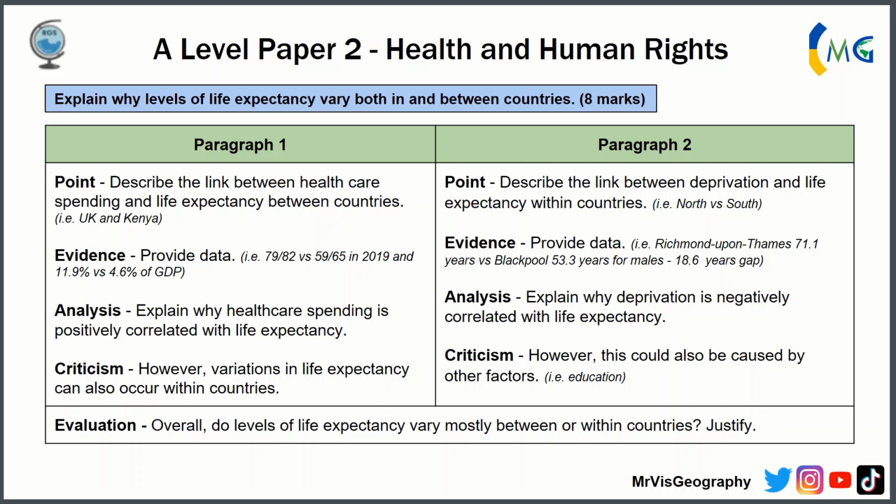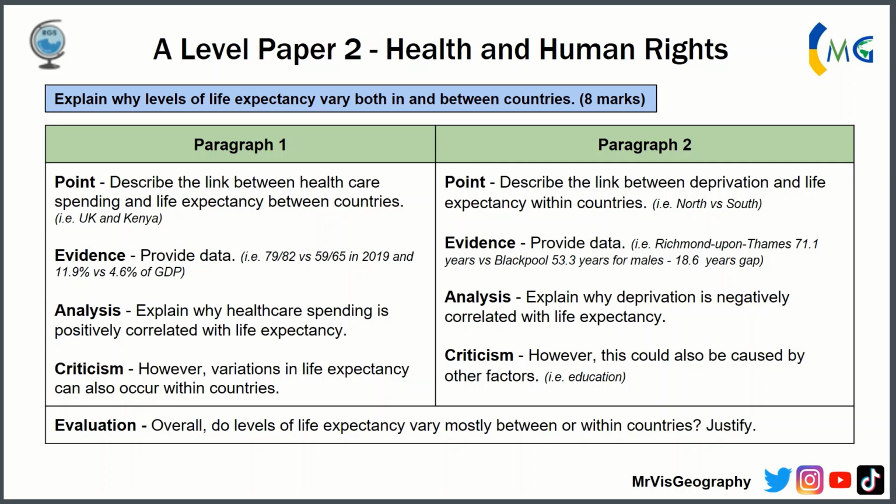First paragraph, I'd look at describing the link between healthcare spending and life expectancy between two countries. So in this case, for instance, you've got the UK and Kenya. That's your point. Your evidence, you need to back that claim, so you provide some data. A good example of data for the UK is that life expectancy for men is 79, women is about 82 in 2019, whilst in Kenya it was 59 for men, 65 for women.